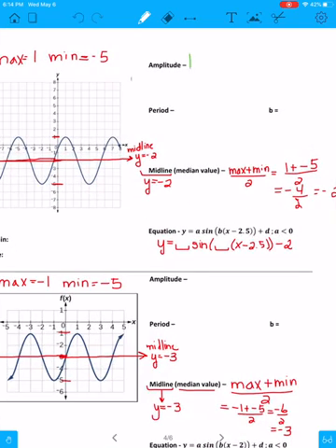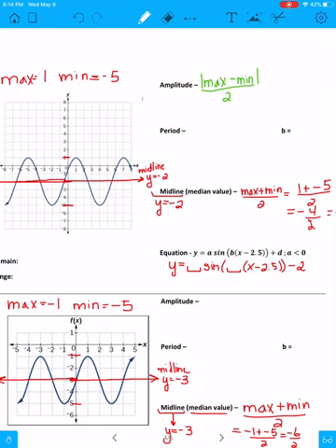My amplitude is the absolute value of the max minus the min divided by 2. That's not a straight line at all. Okay, so my maximum is 1. So it's the absolute value of 1 minus my minimum, which is minus 5, divided by 2. And then minus a minus makes it a plus, so it's going to be the absolute value of 6 divided by 2. The absolute value of any number makes it positive. Well, it's already positive, so it's going to be 6 divided by 2. So my amplitude is 3.